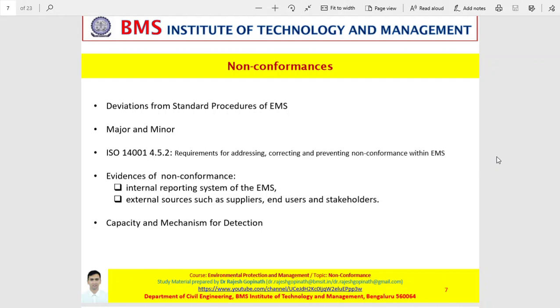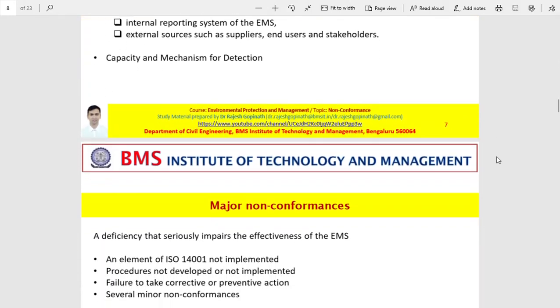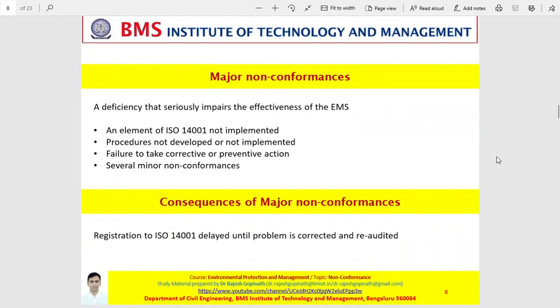Let us move on to slide 8. So, here we are now looking at major non-conformances. As I told you, any deviation which has a major impact on the efficiency or effectiveness of EMS would be a major non-conformance. That is, a deficiency or deviation that can seriously impair the functioning of EMS itself.